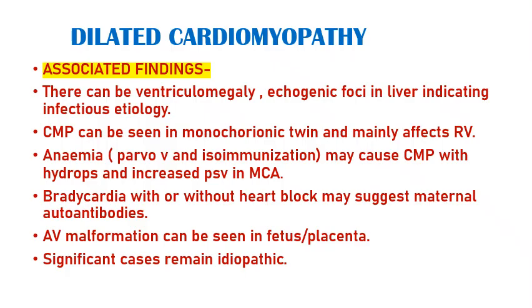Associated findings in dilated cardiomyopathy can be ventriculomegaly and echogenic foci in the liver, indicating an infectious etiology. CMP can be seen in monochorionic twins and it mainly affects the right ventricle. Anemia due to parvovirus or isoimmunization may also cause CMP with hydrops and increased PSV in the MCA. Bradycardia with or without heart block may suggest maternal autoantibodies. AV malformation can be seen in the fetus or placenta. Then, a significant number of cases remain idiopathic.